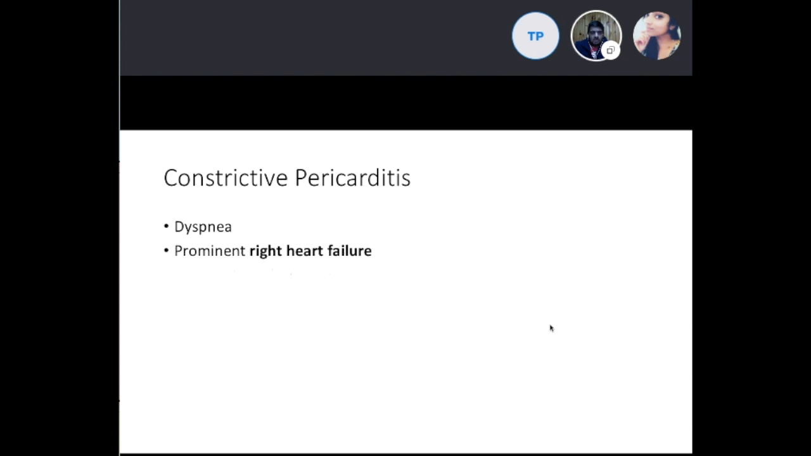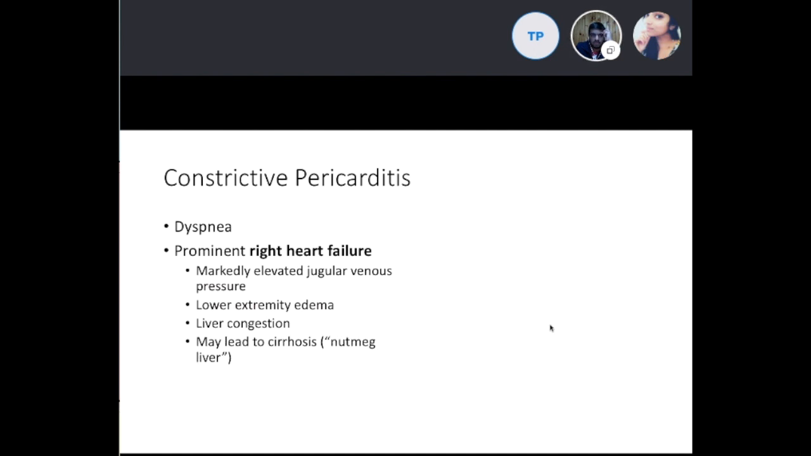In constrictive pericarditis, obviously you'll see dyspnea and prominent right heart failure. So the right ventricle is the most impacted in these, and there's marked elevated JVP, lower extremity edema, liver congestion, and it may lead to cirrhosis. So there are signs and symptoms that are similar to right heart failure, but if you want to differentiate between cirrhosis and constrictive pericarditis, in cirrhosis, the JVP won't be elevated, but in constrictive pericarditis, the JVP will be elevated. So keep that in mind.